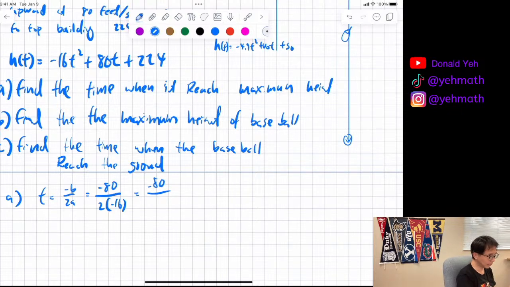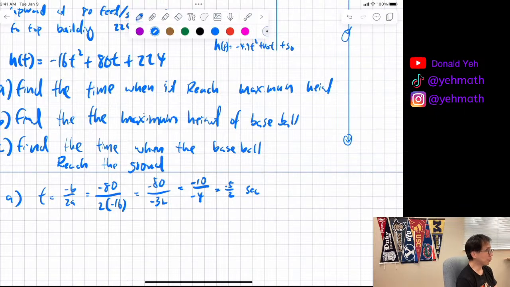Hold on a second, let me see. Yeah, negative 32. Can that simplify by 8? So that's going to be negative 10 over negative 4, and that's equal to 2.5, or 5 over 2 seconds. We find the time when they reach maximum height.